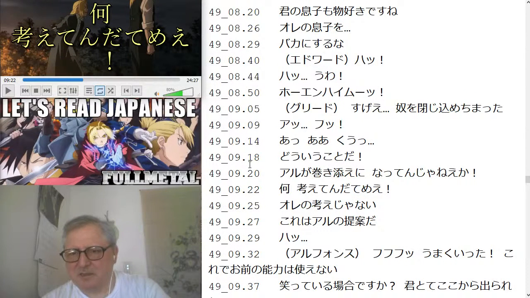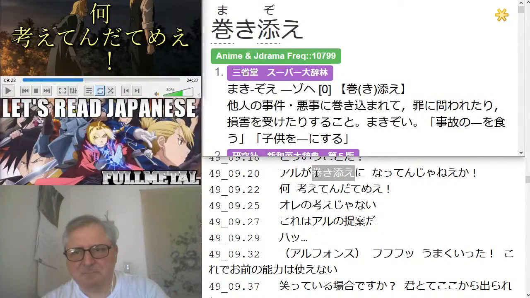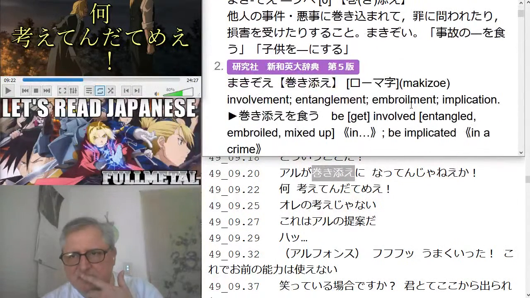I know it's probably like closed off in him. Maki soeru. Let me just make sure about that. Tanin no jiken. Okay, wrapped up in. Makaji ni makikomarete. Basically wrapped up in something bad as well. Involved in.